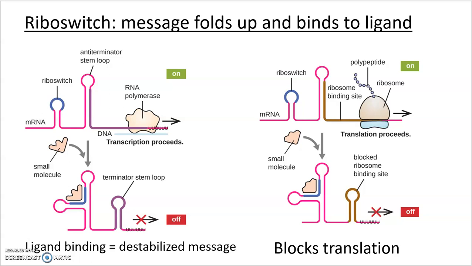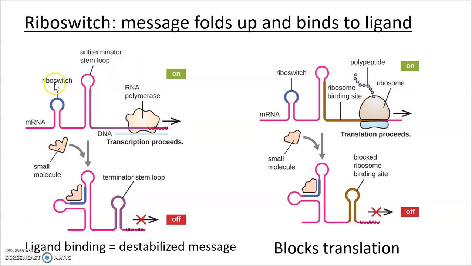So in this case, our RNA is effectively acting like an enzyme almost, with an active site that can bind to something. And so if we look at this case over here on the left side of this figure, you've got this in the on switch. The RNA is folded up in such a way that the RNA polymerase is going to be able to read through, and you can get your transcription to proceed.